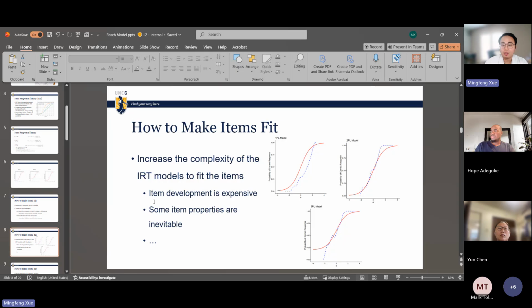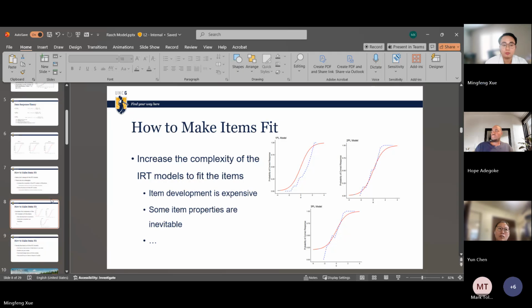But there's an assumption underlying this strategy. When we want to increase the complexity of our model to fit items, it means that we believe our items are correct and our model is wrong. Therefore, we need to change our model, make it more complex, and revise our model to fit the items. This is the assumption underlying the first strategy.